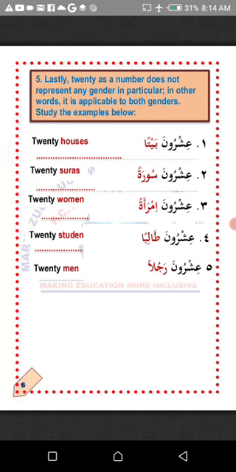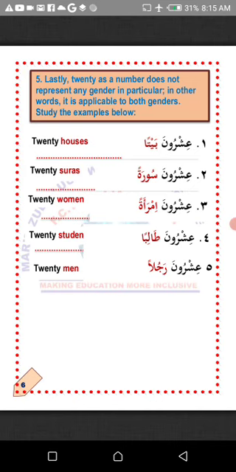Lastly, now talking about 20. Either 20, ishirun, thalathun, arbaun, khamsun, situn, sabuun, thamanun, tisiun. Their principle is the same. The term being mentioned after 20 does not change 20 as a number in Arabic grammatically. It doesn't have any grammatical effect on 20.